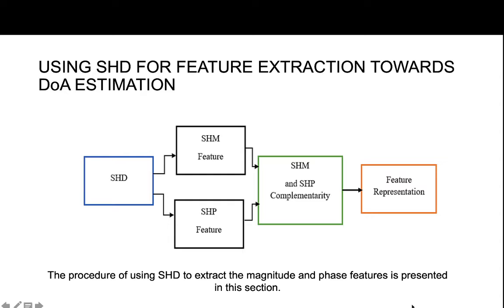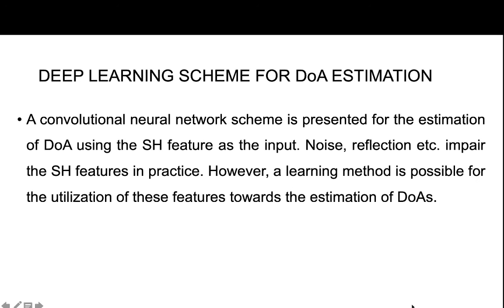Now, feature extraction: for us to know the features that we're going to use to estimate the elevation and the azimuth, we need to first of all get the features of the spherical harmonic, which is in terms of magnitude and phase, or the combination of the two. So the deep neural network scheme for DOA is using spherical harmonic features as input. But there is a problem because the spherical harmonic features are affected by noise and reflection. But we are still able to get a good training method for us to have our model.